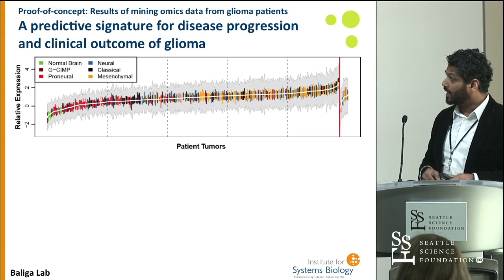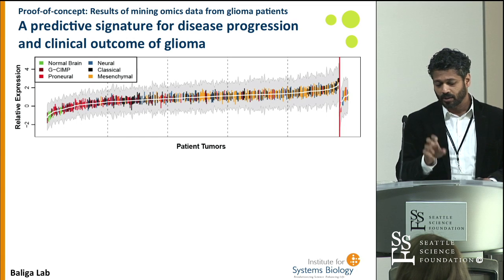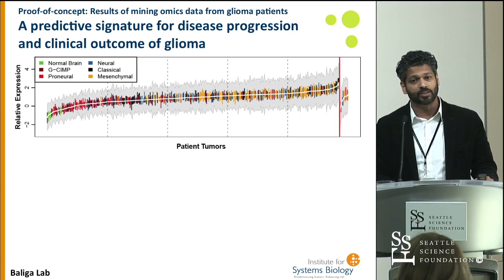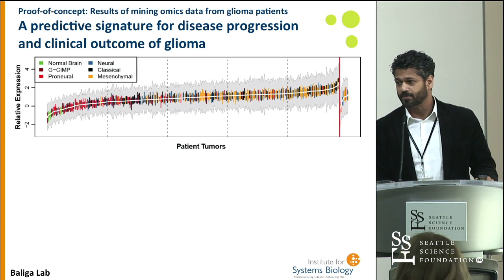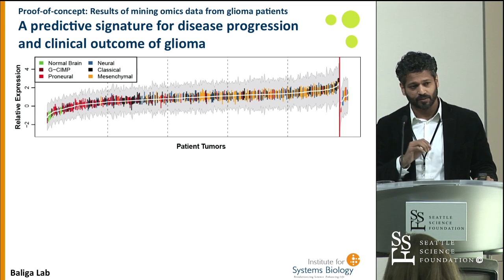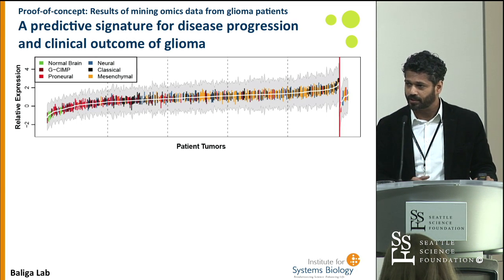And here's an actual profile that we were able to pull out of a data set of 422 glioblastoma patients. And we found hundreds of, actually 1,000 signatures, of which 500 were disease relevant. This is one of those signatures.